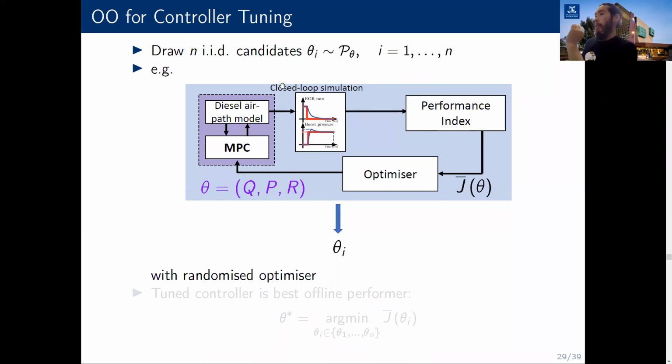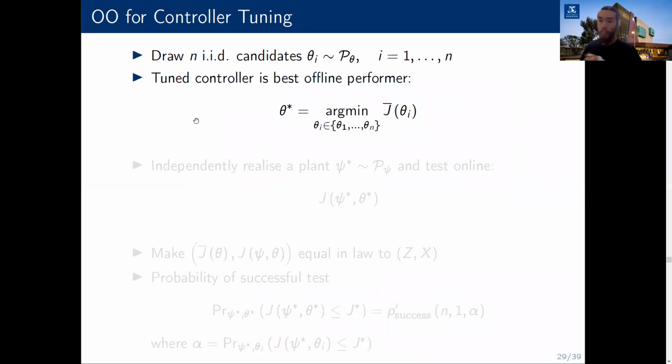So now let's suppose we're drawing NID controller candidates from our distribution. For example, we can use our framework here as our mechanism. We have randomness in the optimizer to randomly draw some candidate controllers, and we say our tuning controller is the best offline performer.